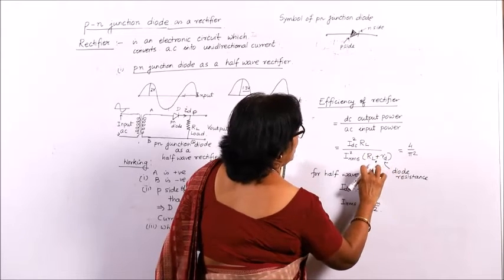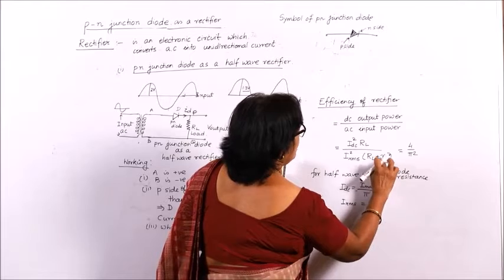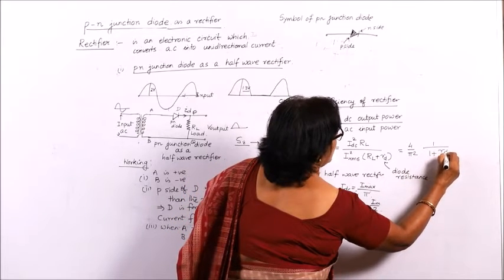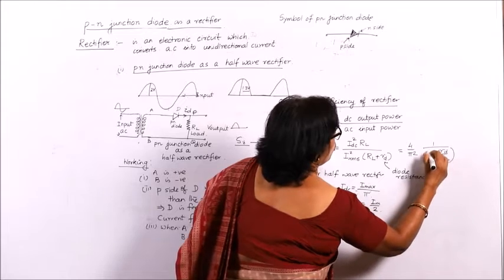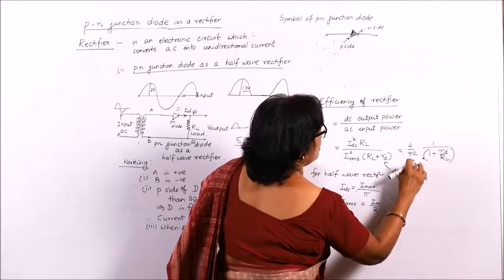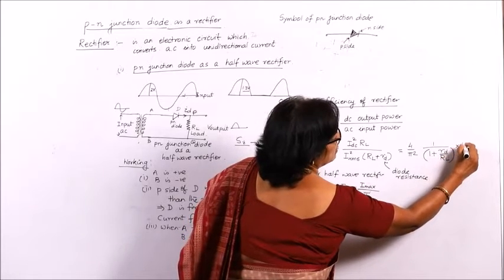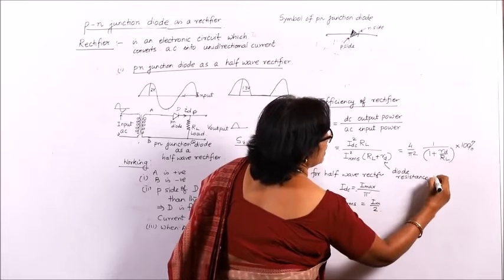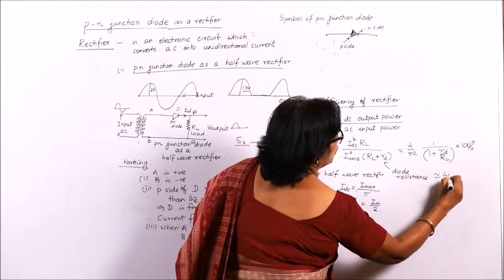So, RL by RL will be 1 plus RD by RL. So, this is 1 by 1 plus RD by RL. So, if this is very small, I can neglect it, this part will become 1, and this is usually expressed in percentage. So, if this is to be calculated, 4 by pi square will be around 40.6%.